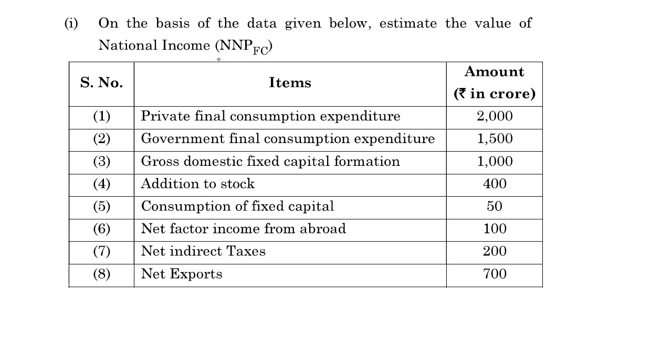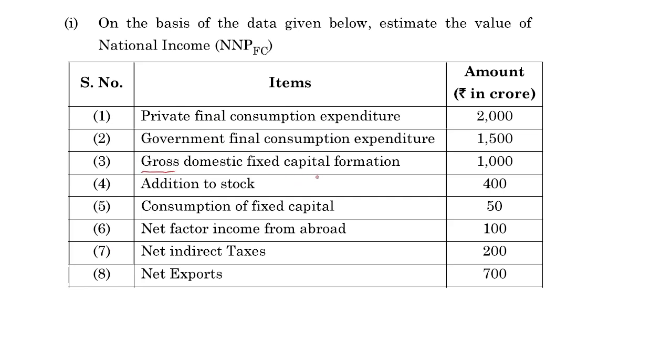We've been asked to calculate NNP at FC, which is nothing but national income. And we've been given information. From that information, it is understood that what we have to calculate is national income using the expenditure method because everywhere expenditure is given to us. Now, we've got private final consumption expenditure, government final consumption expenditure, gross domestic fixed capital formation.